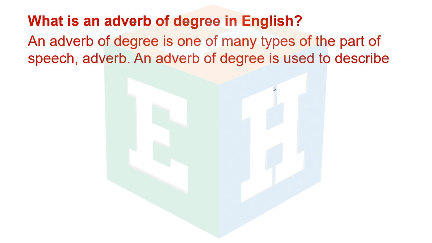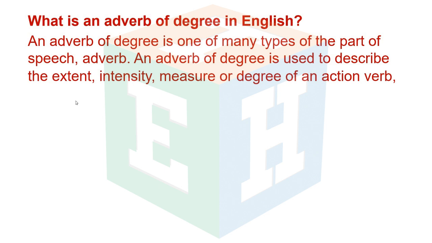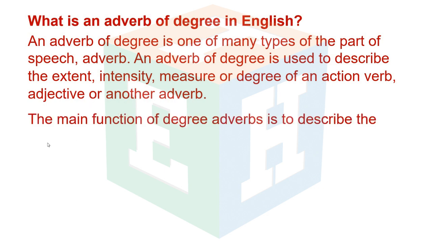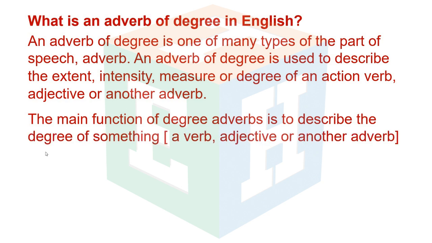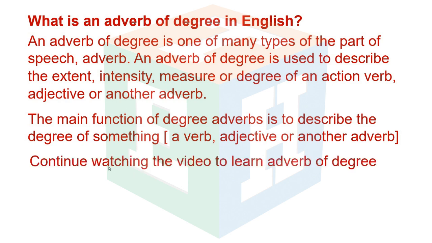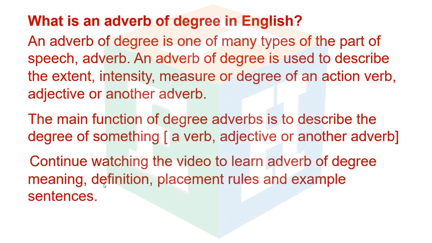An adverb of degree is used to describe the extent, intensity, measure or degree of an action verb, adjective, or another adverb. The main function of degree adverbs is to describe the degree of something, a verb, adjective, or another adverb. Continue watching the video to learn adverb of degree meaning, definition, placement rules, and example sentences.